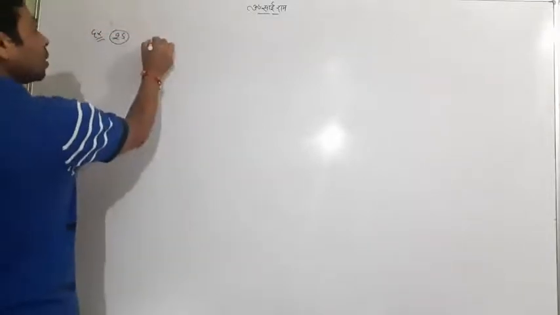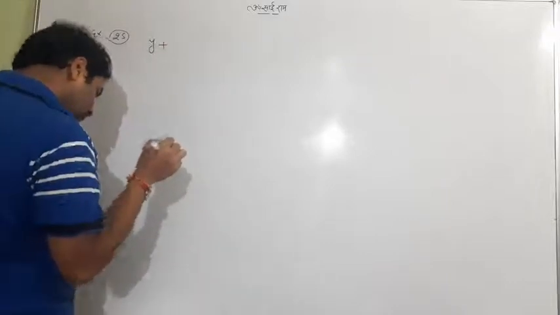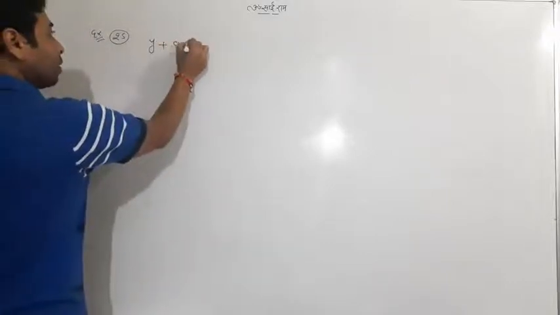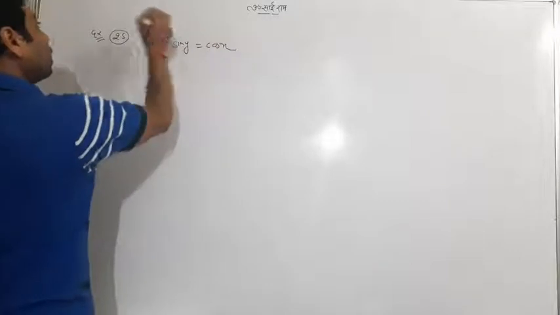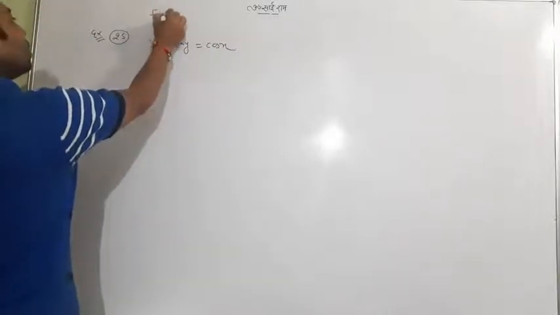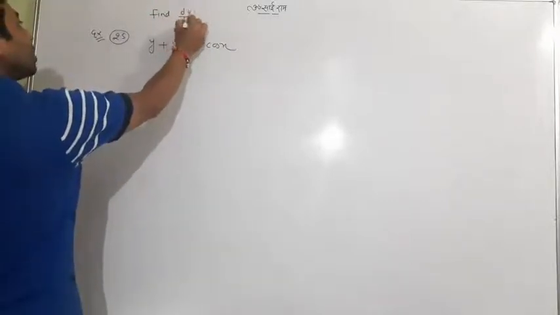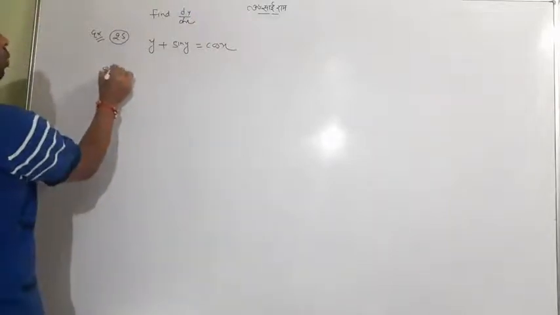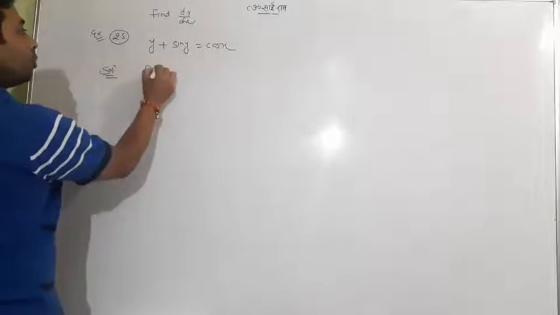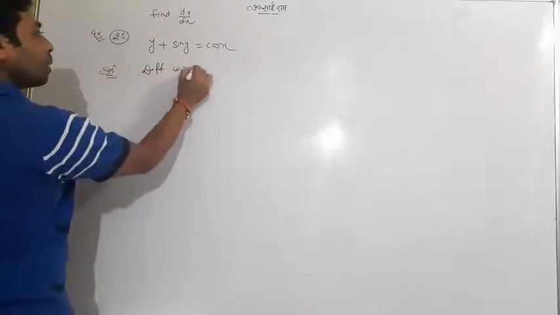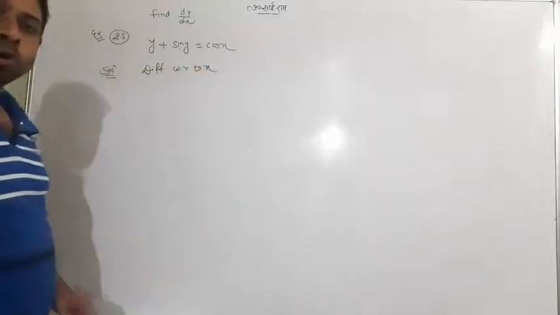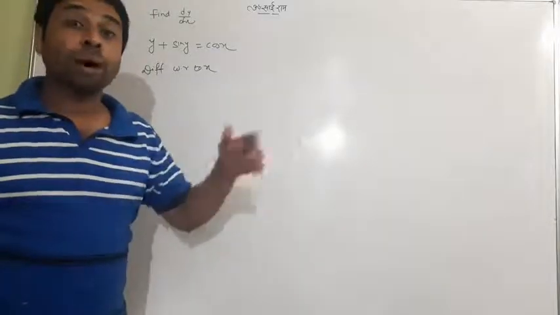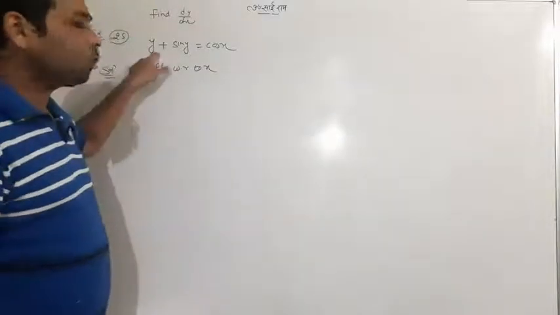This is given: y plus sin y is equal to cos x, and we are told to find dy by dx. Nothing hard. So how will you start your working solution? You will start by differentiating with respect to x. This time you don't write differentiation of y with respect to x, because it is not y.